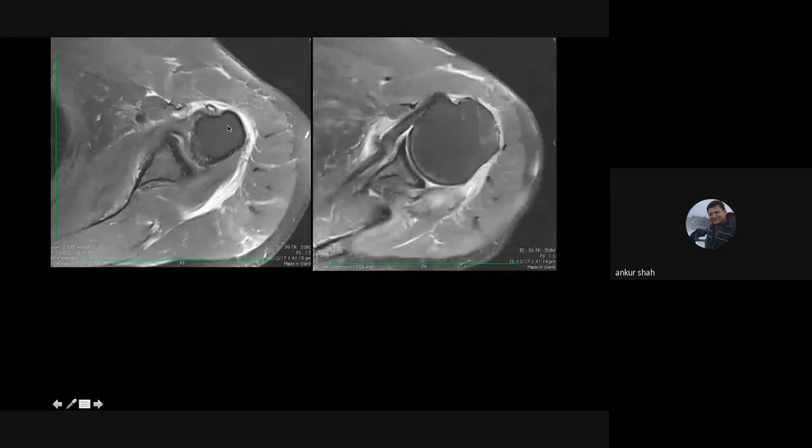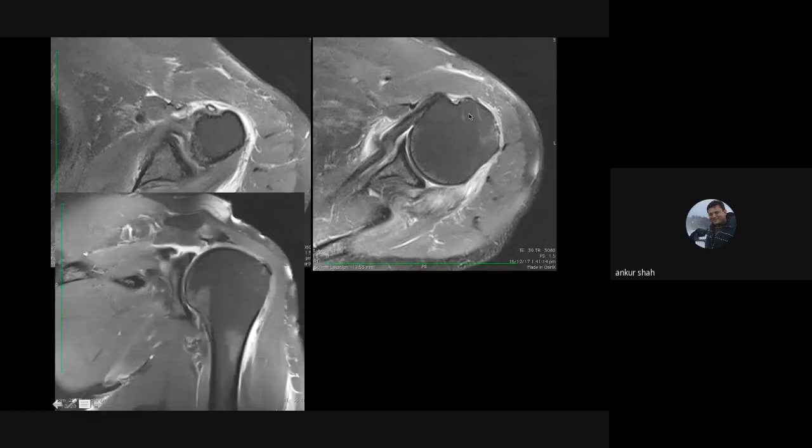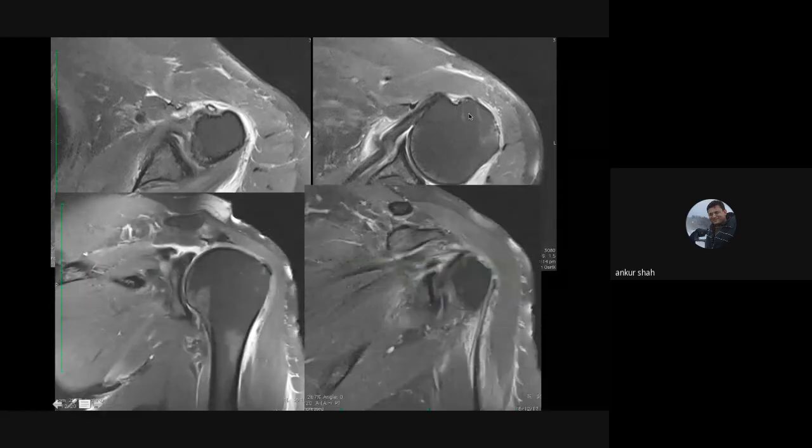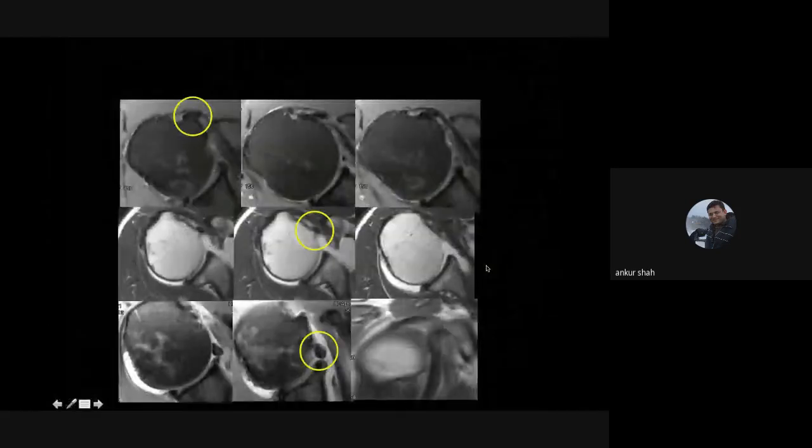So this is the biceps tendon. We saw it previously. It should be hypointense or black, but when there are areas of hyperintensity within the tendon, this suggests a tear. And here you don't see the tendon at all. You don't see any tendon in its intra-articular part. It is completely torn and it is retracted up to here. So this is the complete tear of long head of biceps tendon.